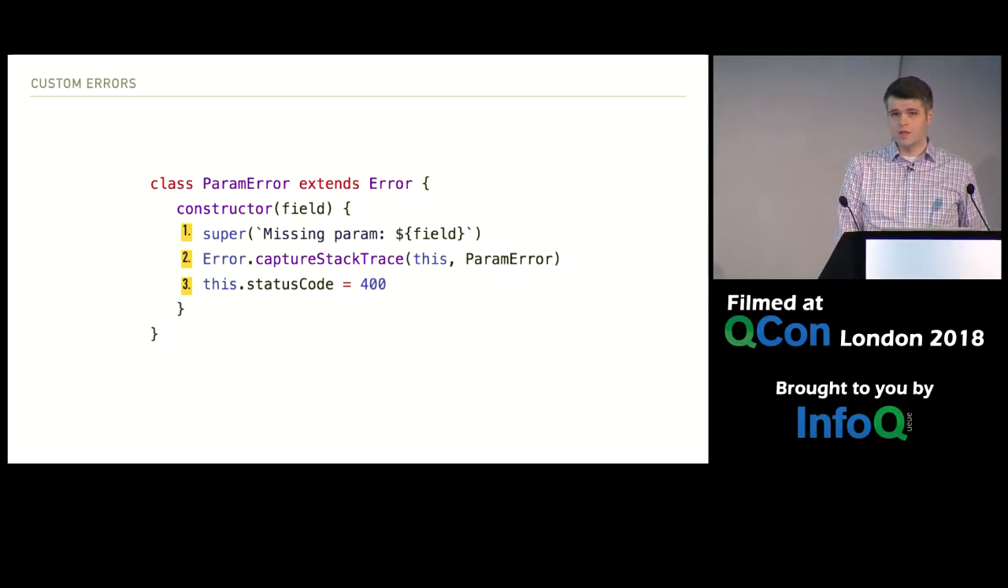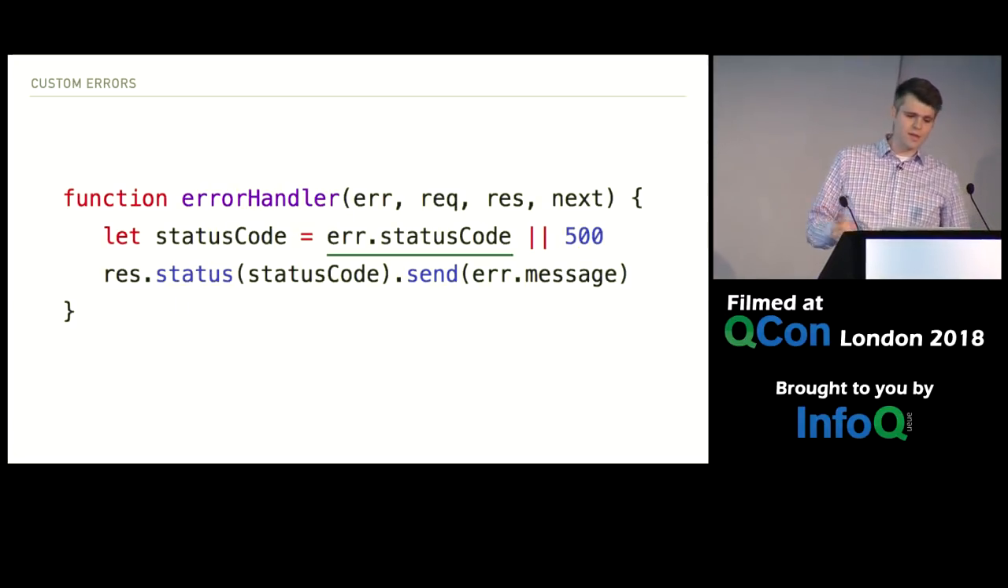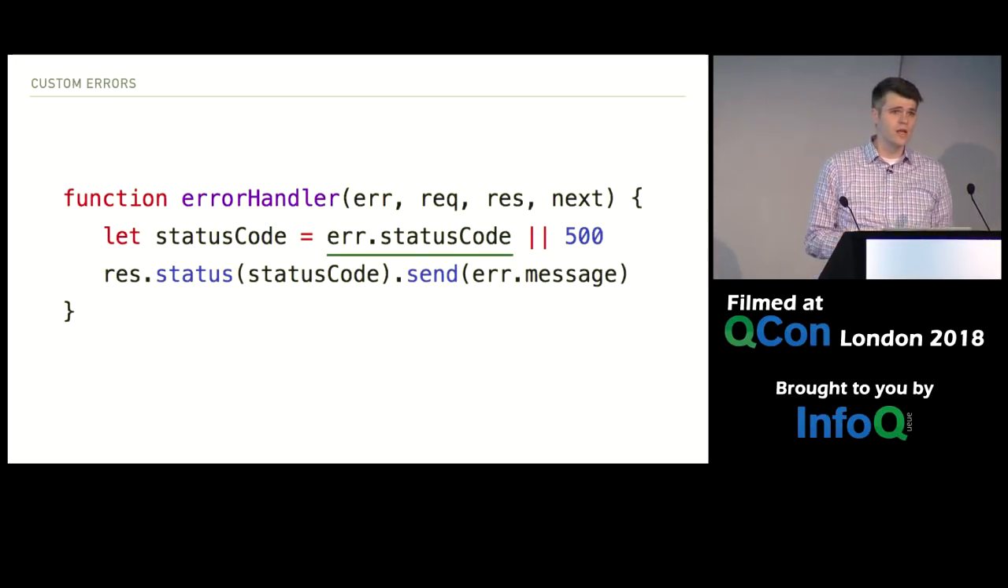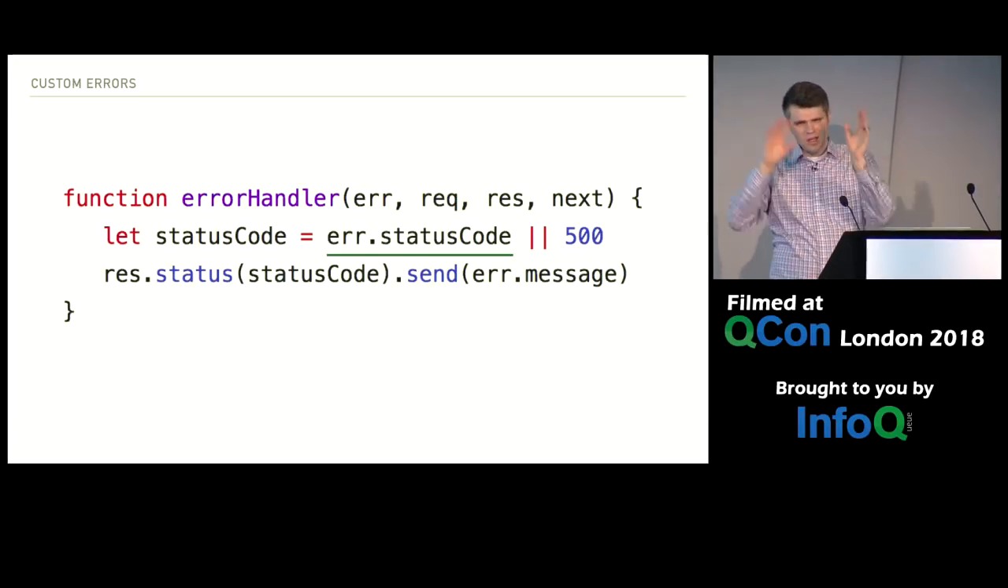So then in my default Express error handler, I can say something like let status code equals error.statuscode, or just the default 500 if I don't have one. And then I pass that along, pass in the error message, or whatever. Obviously, we could do something fancier if you want.